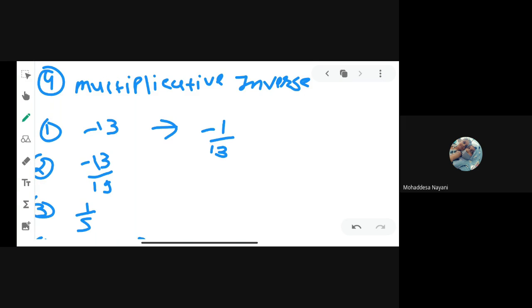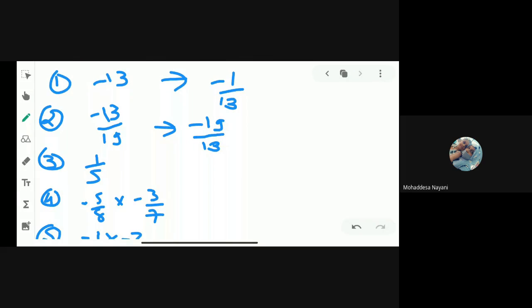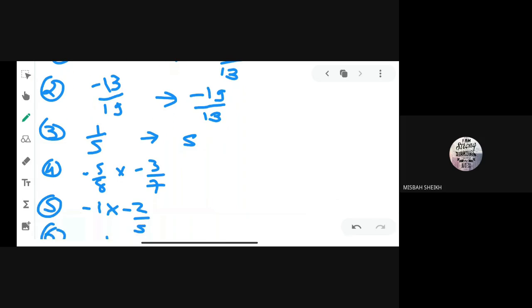Yes, sir. Then second number, minus 13 by 19. So you can see minus 19 by 13. Are you getting it? We are changing the position of numerator and denominator, nothing else in multiplicative inverse. Okay? 1 by 5. So what is the answer? 5. Right.